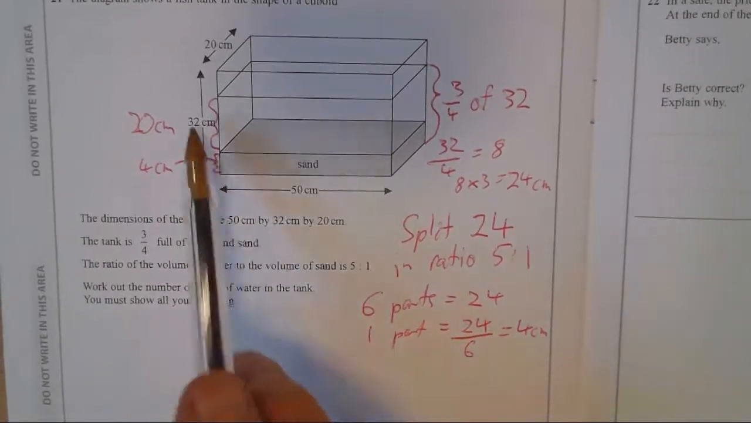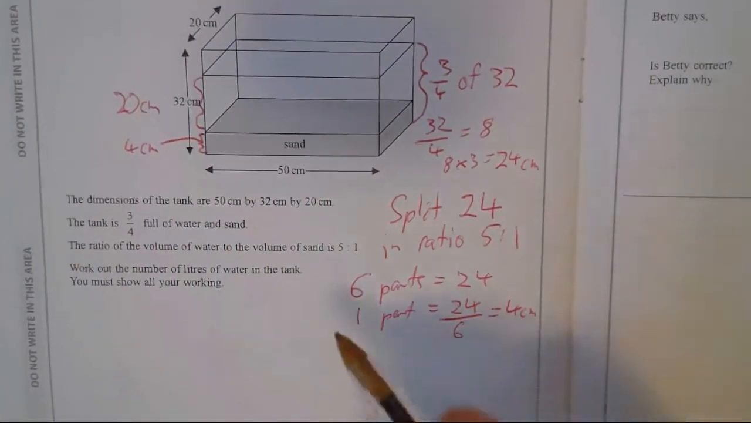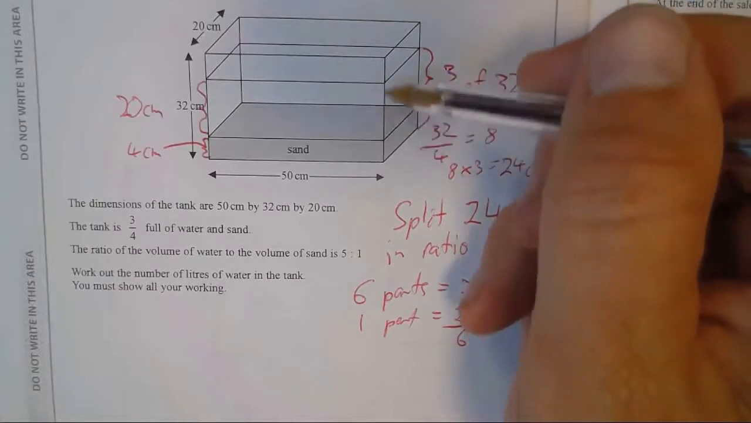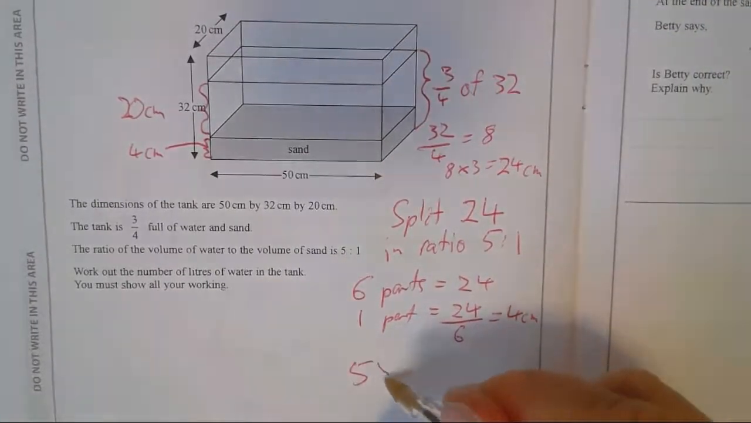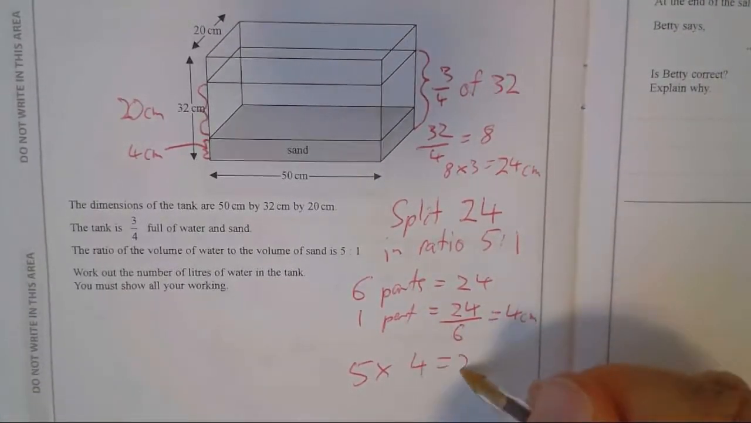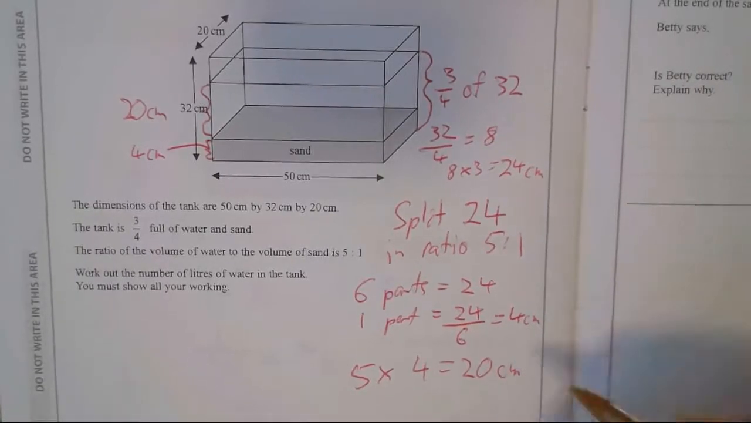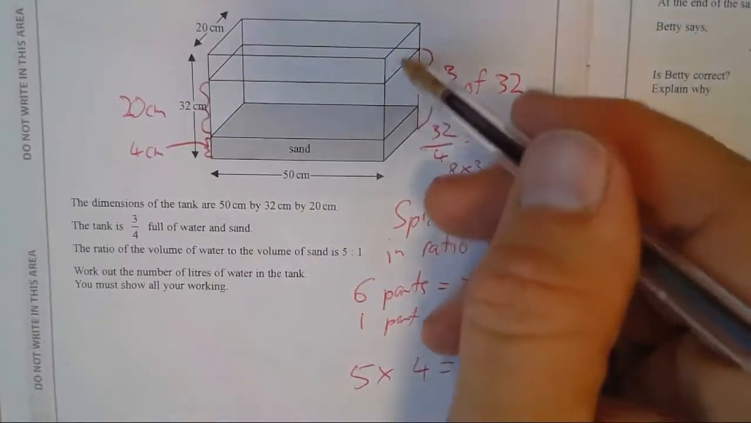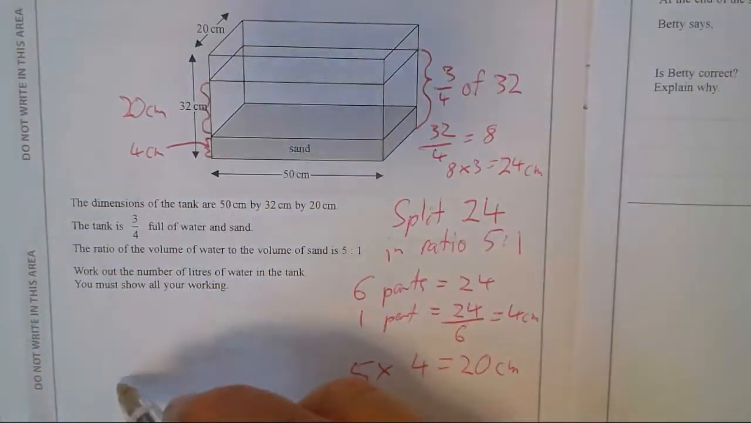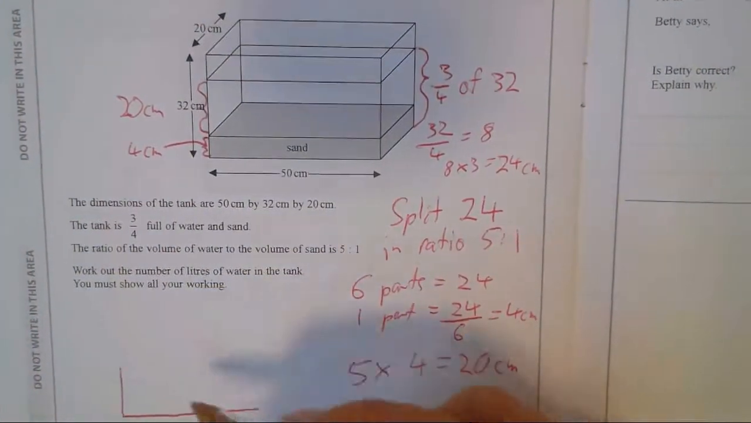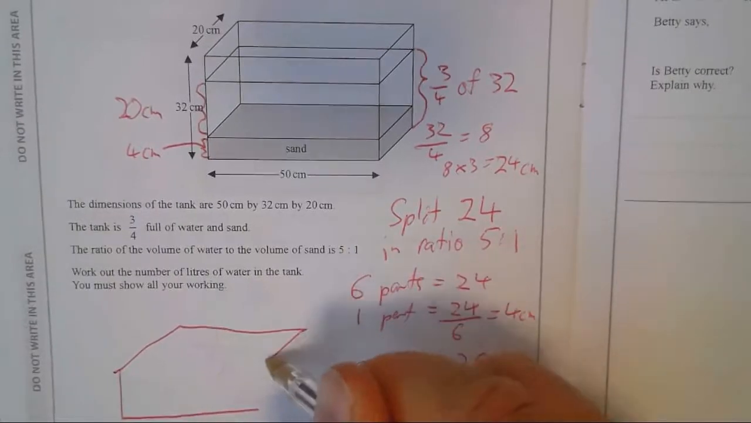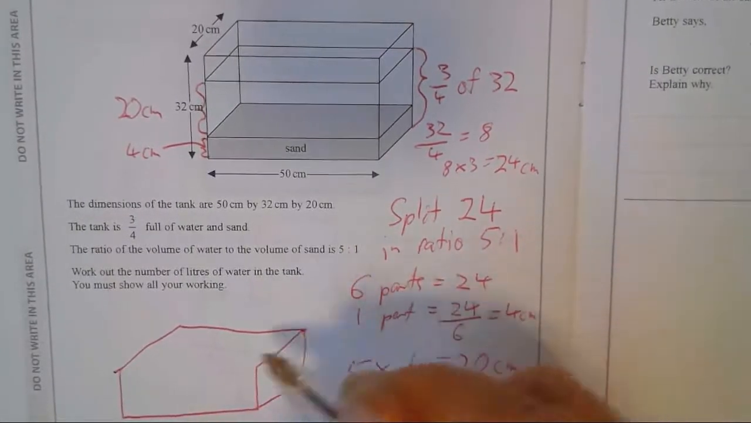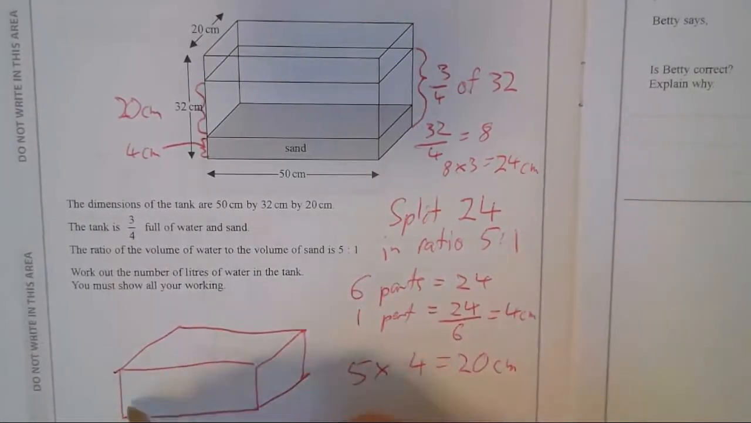So if this is 5 parts of 4, so 5 times 4, which is 20 centimeters. Okay, so work out the number of liters of water in the tank. The amount of water in the tank is that 20 centimeters. Let's think about the actual shape. There's a smaller cuboid worth of the water, and we've just worked out.